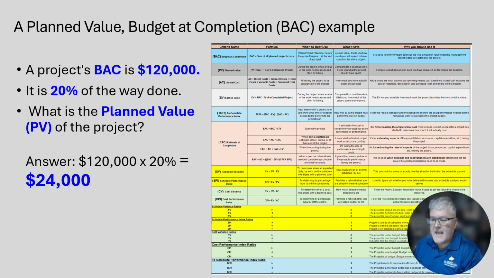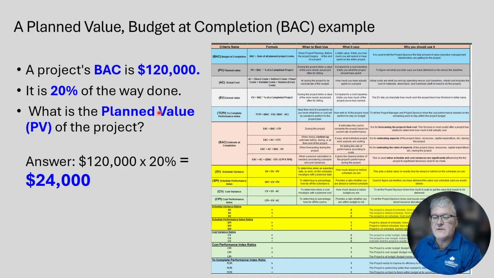So let's take a look at how we can apply these formulas. This first example revolves around understanding plan value and budget at completion. The first thing we want to focus on is the formula for plan value. Plan value is BAC times the percentage of completion. So it makes it fairly simple.